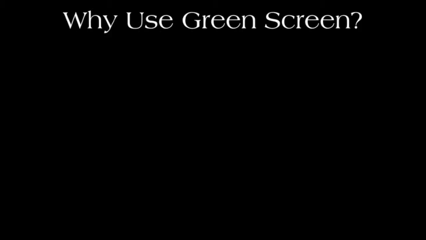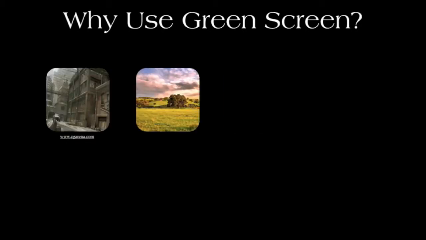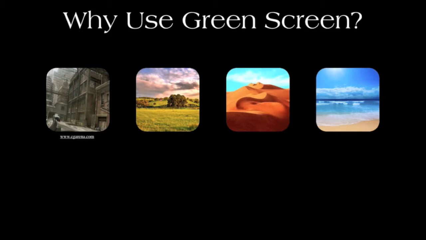Also, why use green screen? Well, okay, so going into the different environments. If your school is in the country and you want to film as if they were in the city, you can do that very easily. If your school is located in the city, but you need to go out on a farm to film, you can do that. You can take your students to the desert. You can take them to the beach, all from the ease of your classroom.